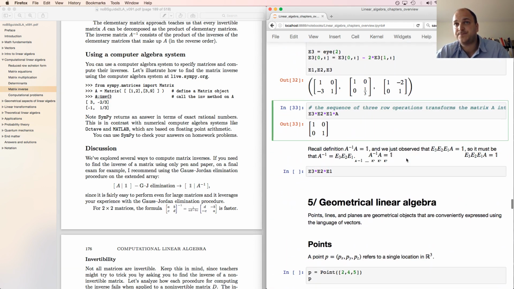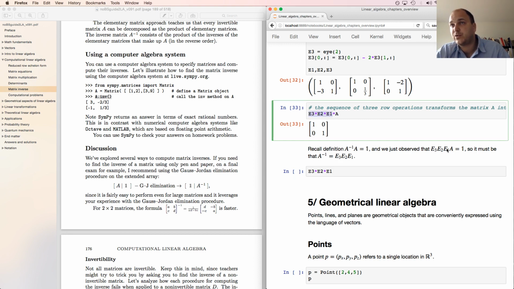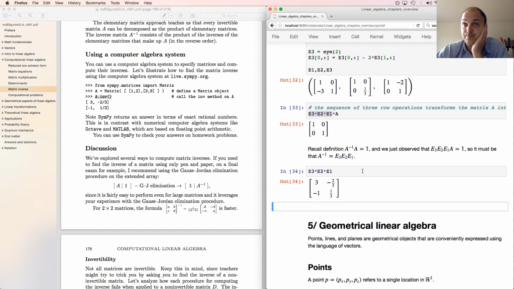So the inverse multiplying A gives the identity. And in this case, we have these three matrices together times A, they give the identity. So it turns out this must be the identity, the product of the elementary matrices. So now you have it.